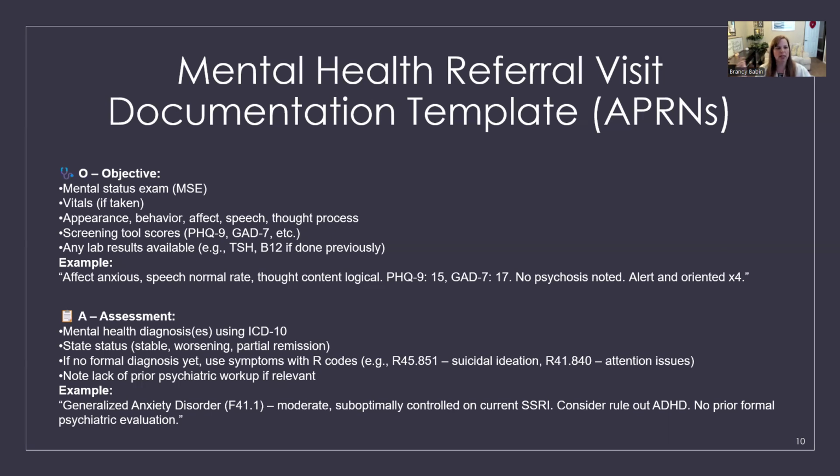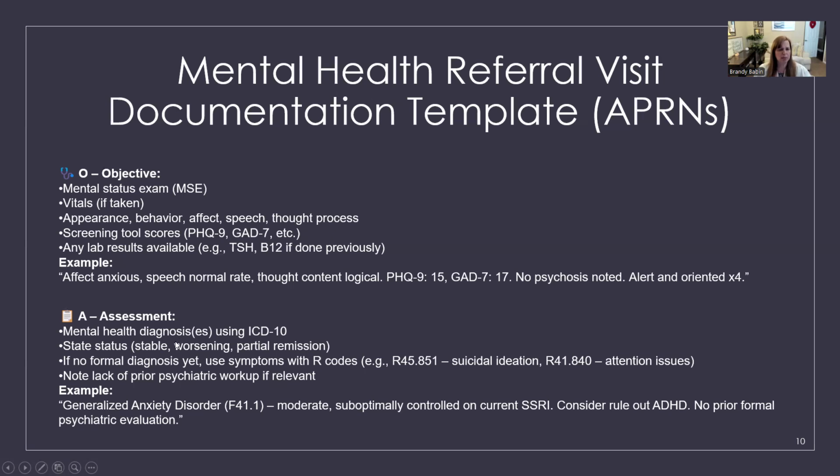physical exam. So any lab results that are available, if you've got a TSH of 20 and normal is 0.5 to 5.5, we've got a TSH problem. So we need to be looking at that medically and making sure that we've ruled out medical causes. And so an example of that would be affect anxious, speech rate normal, thought content logical, PHQ-9 is 15, GAD-7 is 17, no psychosis noted, alert and oriented times 4. So right now we can see that the patient has significant depression and significant anxiety as well.